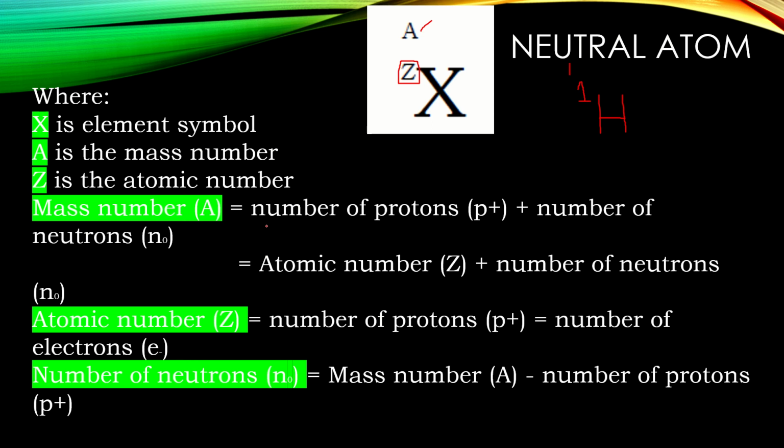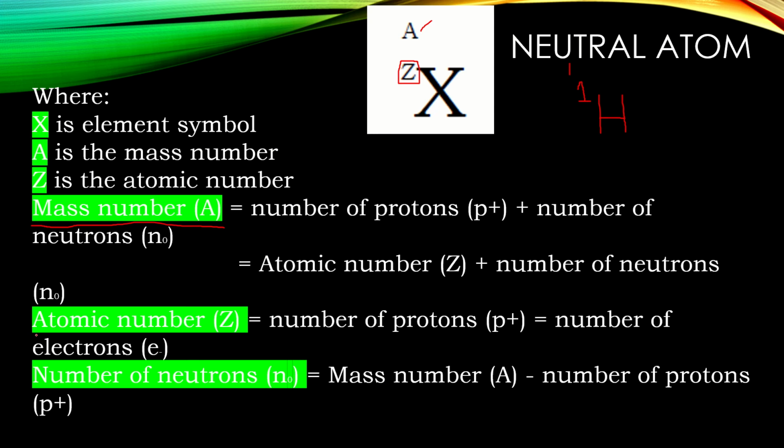Okay. So how can we determine the atomic mass if you don't have any periodic table with you? You can still find the atomic mass of an element. The formula will be the number of protons plus the number of neutrons, or atomic number plus number of neutrons.